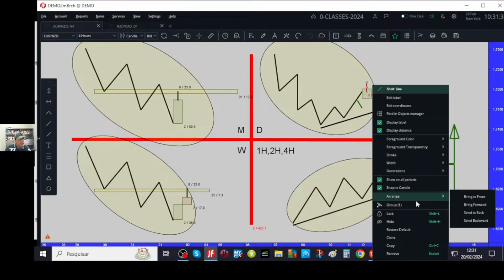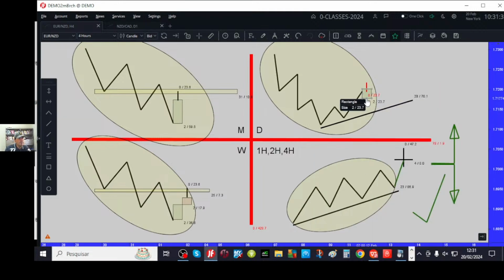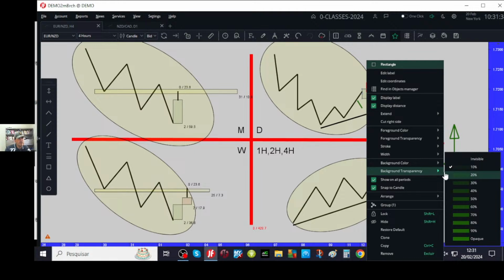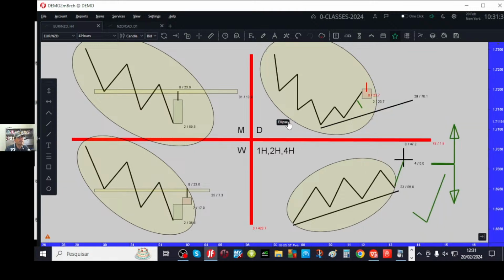Oh, give me a second. Right click, background color. There you go. You have a confirmed trend up on the daily, buy.